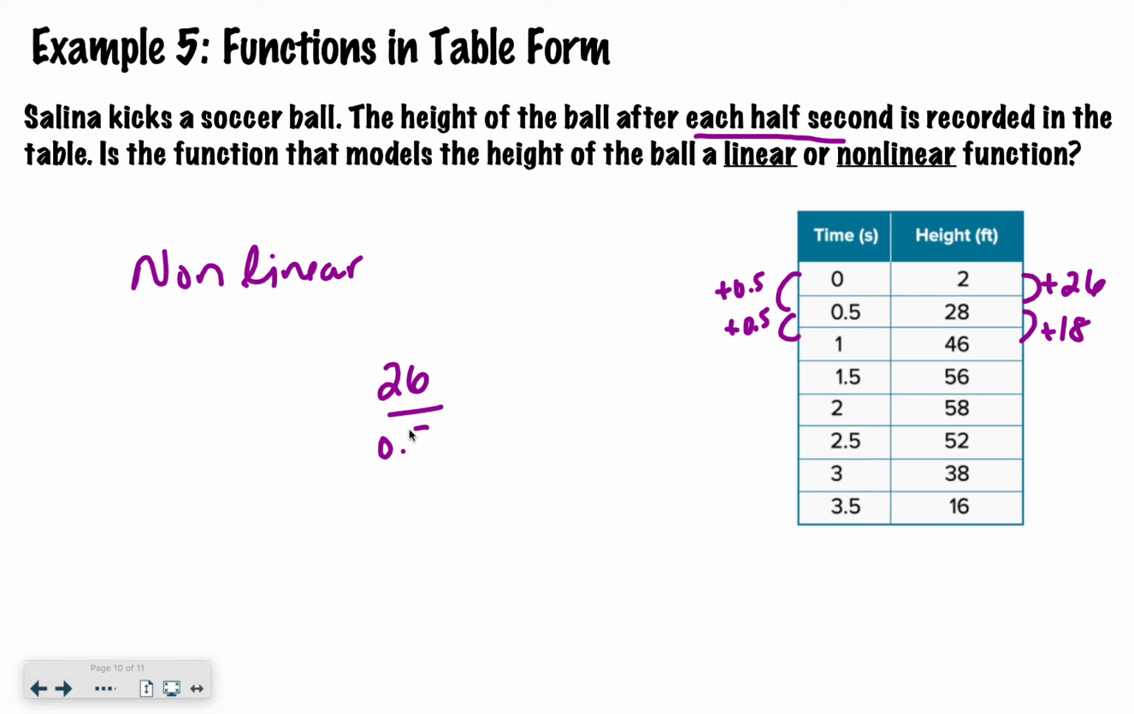Okay, another way that you can check is you take, let's see, 26 was our y over 0.5. Okay, and if you were to divide that, you'd get 52. And then if you do 18 over 0.5 and you divide that, you would get 36. So since those numbers don't match, you know this is nonlinear.